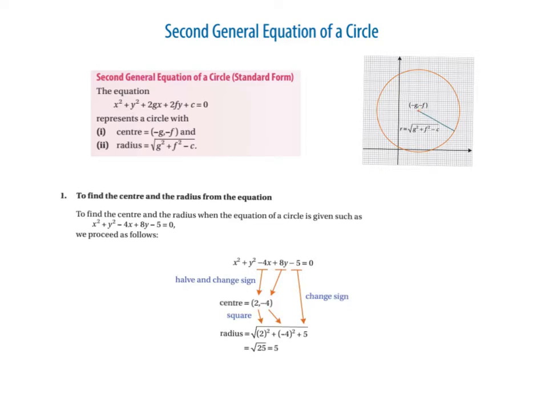For the radius, we use the formula: g squared plus f squared minus c. So g squared, which is 2 squared, plus f squared, which is minus 4 all squared, and minus c. Just be careful with the signs, guys. You can quite often get a minus minus here. So minus minus 5 becomes positive 5, and if you work that out, it comes to the square root of 25, which is equal to 5.